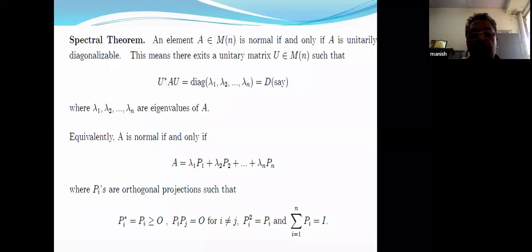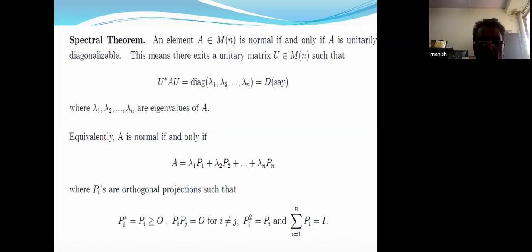This means that there exists a unitary matrix U such that U star AU is the diagonal matrix diag(lambda 1, lambda 2, up to lambda n), equal to D say. And then lambda 1, lambda 2, lambda n are eigenvalues. The converse is also true. That is, a matrix A is normal if and only if A is unitarily diagonalizable.